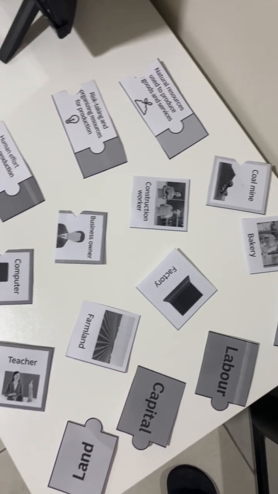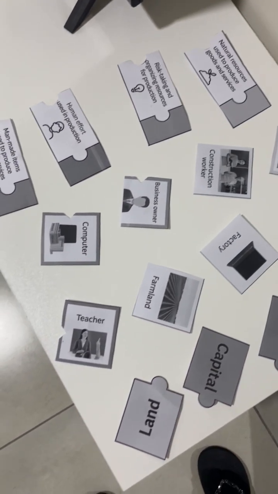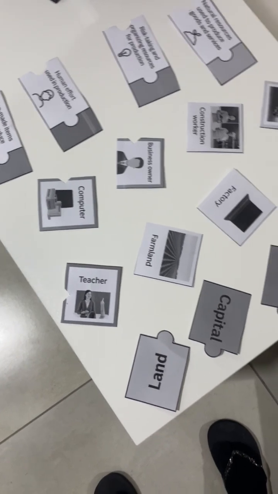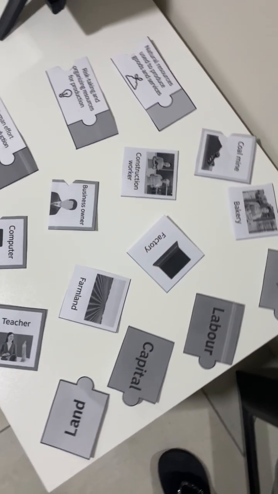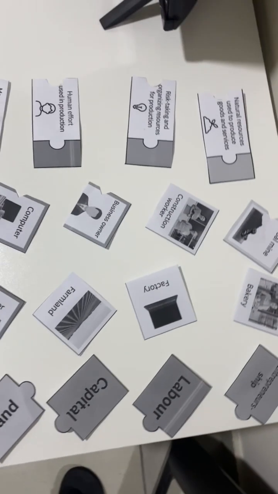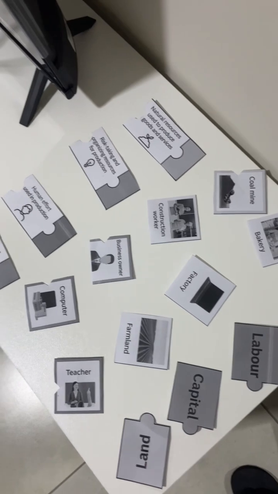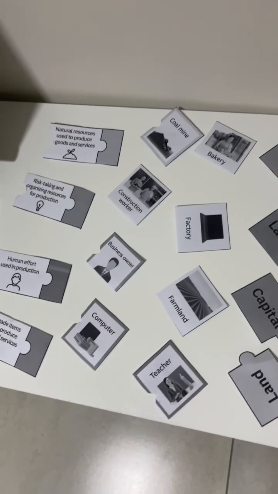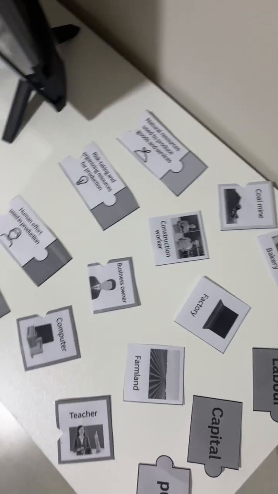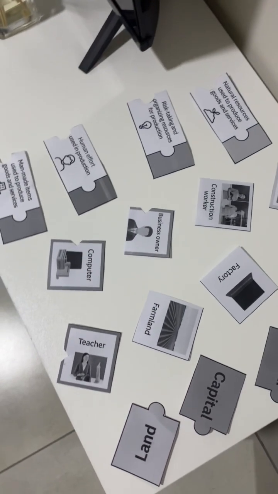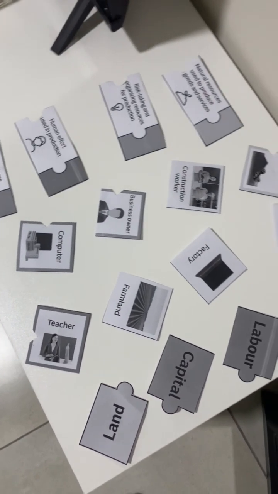Alright, so now that we are done with the definitions of the 4 factors of production, we are going to start with our game. So as you can see, this is the production puzzle. So we have all the factors of production. We also have the definitions of the factors of production and examples. So we are going to try to match each factor of production to its definition and the examples.